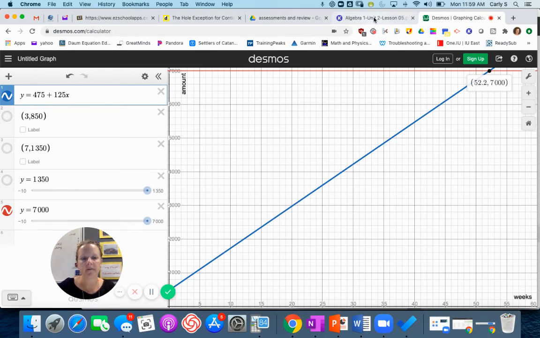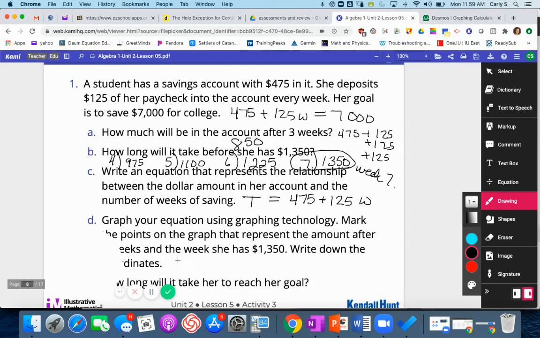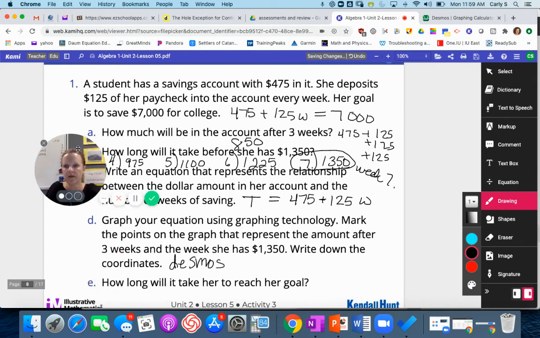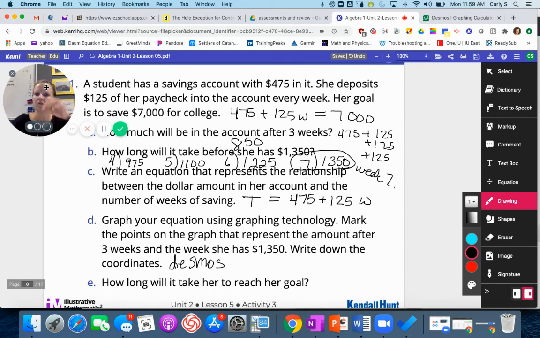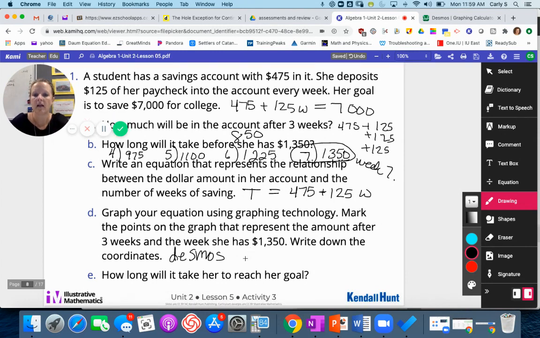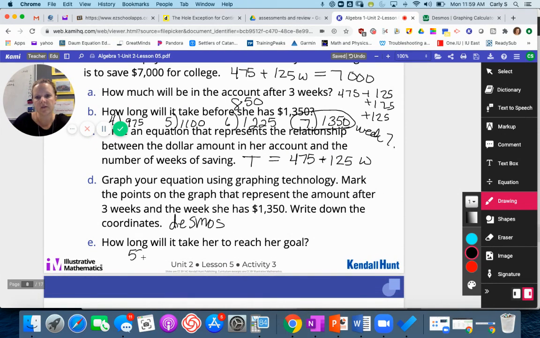Let's go back here. Desmos. I use Desmos to graph, and graphing this on your graphing calculator is a little bit more difficult sometimes. We wrote down our coordinates. How long will it take her to reach her goal? 52.2 weeks. I can't do 0.2 weeks. We have to say a whole week, so 52 isn't enough money. 53 would be a little bit more. So we're going to have to go with 53 weeks using Desmos.